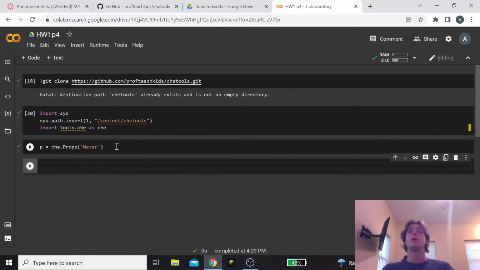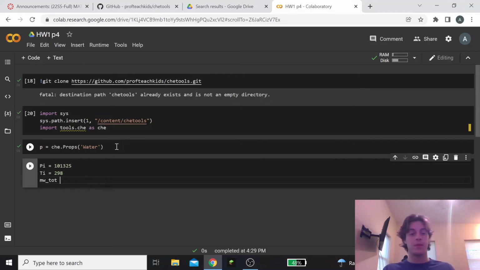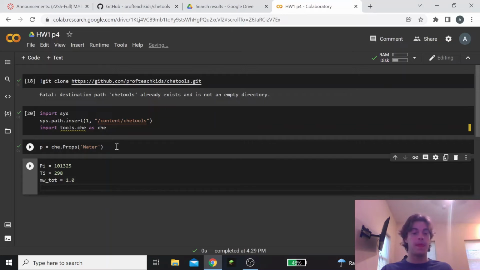Now I'm going to enter in all the initial values from the problem. So the initial pressure that we were given was 101,325. The initial temperature was 298. Our total mass of water was 1 kilogram. And then we had our desired values, so the final values that we needed to reach.